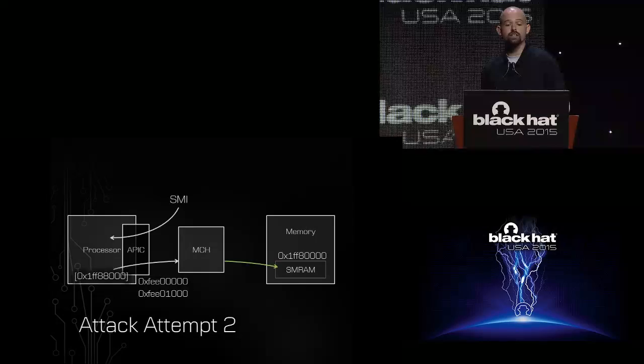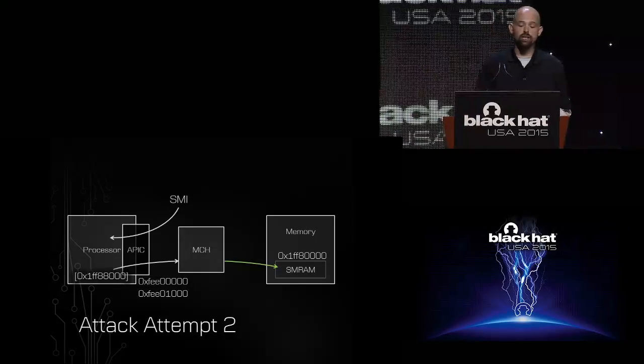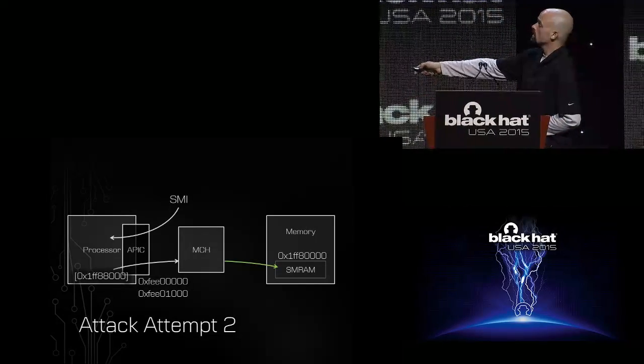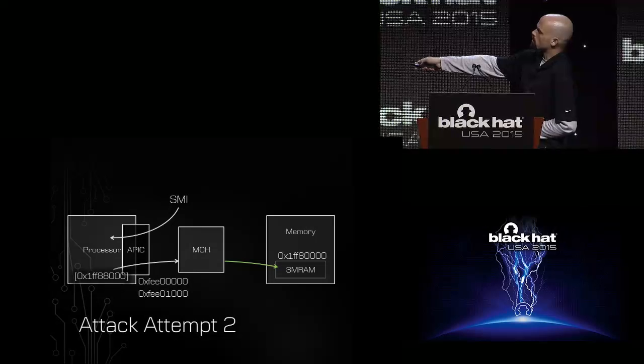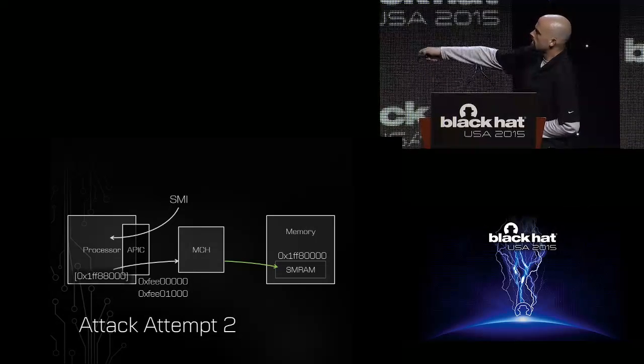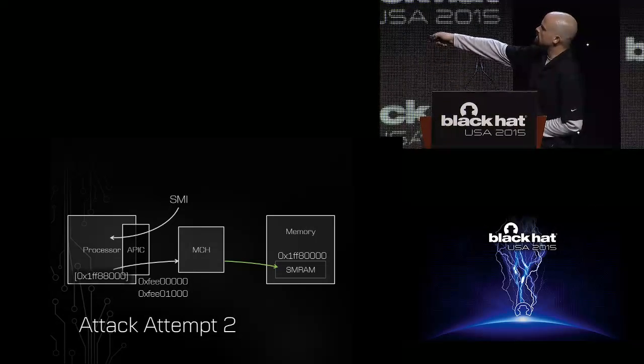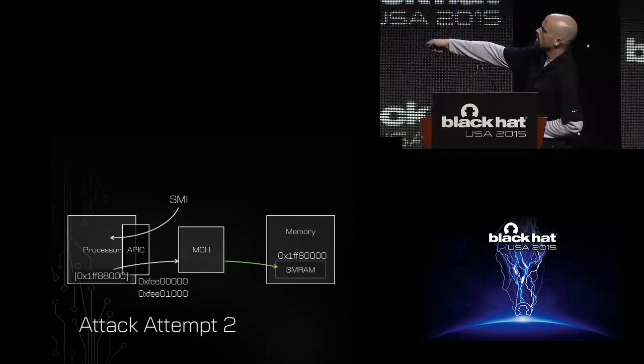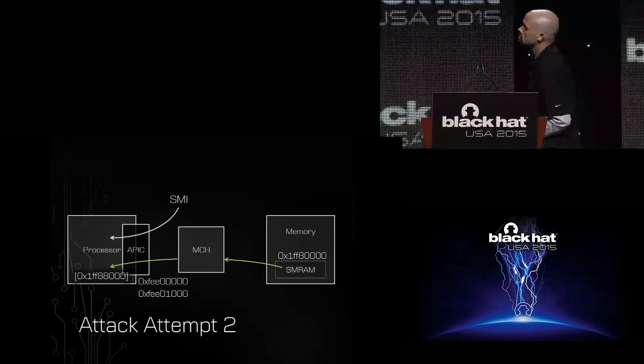In a normal situation, when the processor receives a system management interrupt, it tries to fetch the first SMI or system management mode instruction from a fixed address. It sends that address out to the MCH. The MCH retrieves that instruction from SMRAM, gives it back to the processor to execute. Simple enough.